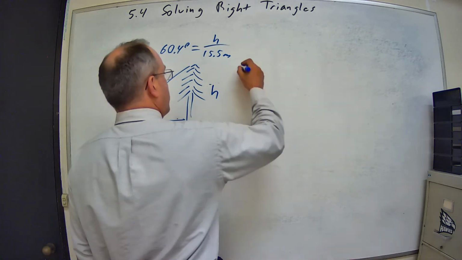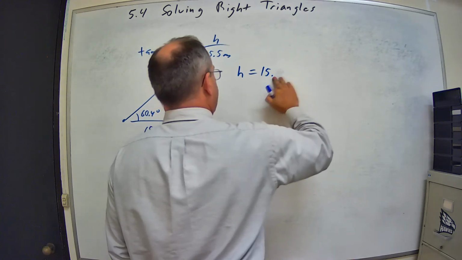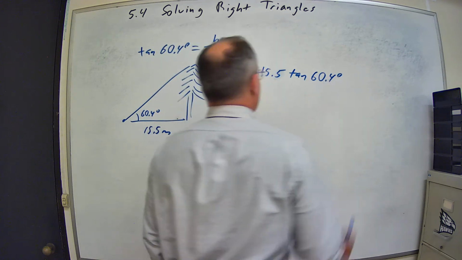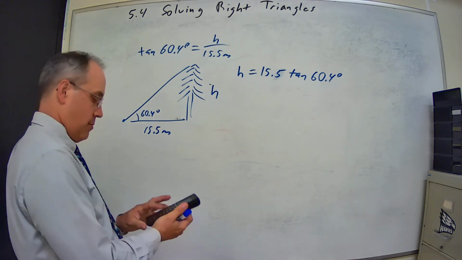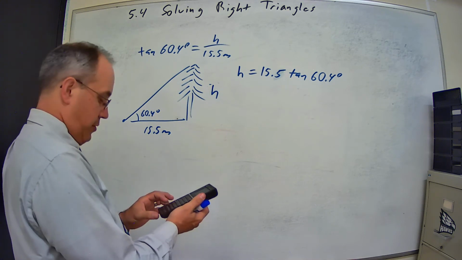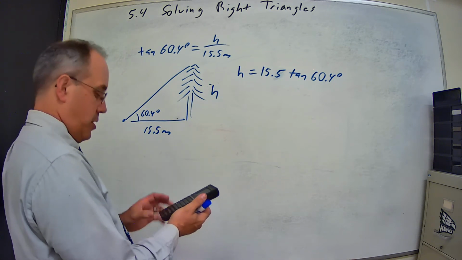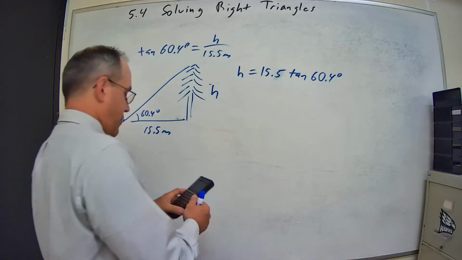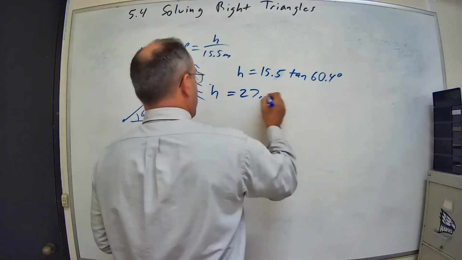So h is equal to 15.5 times the tangent of 60.4 degrees. So I grab my calculator. There you go, 15.5 times the tangent of 60.4. So 60.4, the tangent is 1.76 approximately. Multiply those together, and my height is 27.28 meters, or 27.3.